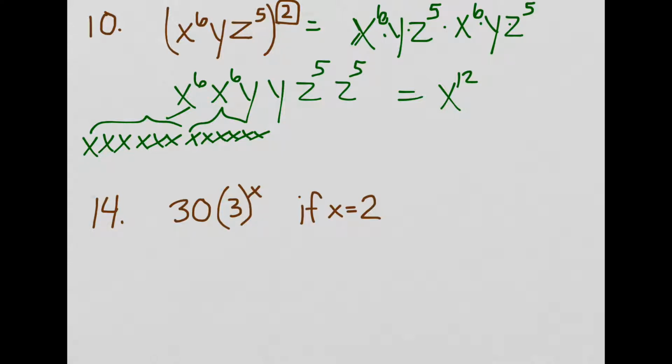And you could do that with all the others. There's a 1y times another y, which is y squared. And then z to the 5th times z to the 5th, that means you had 5 and another 5, and they're all being multiplied together. So there are 10 z's all together.